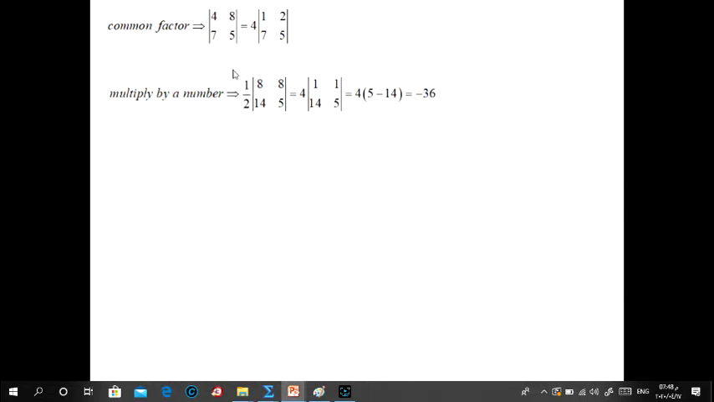So it is half times this one became, I'm sorry, I choose to multiply the first column by 2. The first column by 2. So 4 will be 8, 7 will be 14, and half is outside. So of course, I mentioned that I can take 8 from the first row as a common factor. So it will be 8 over 2. It will be 4 times 1, 1, 14, 5.